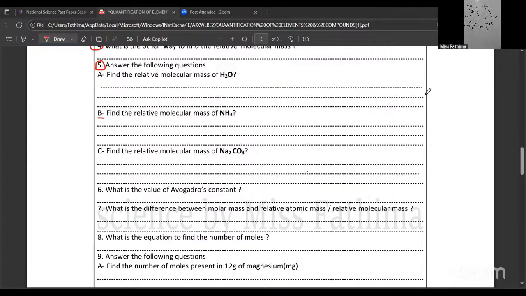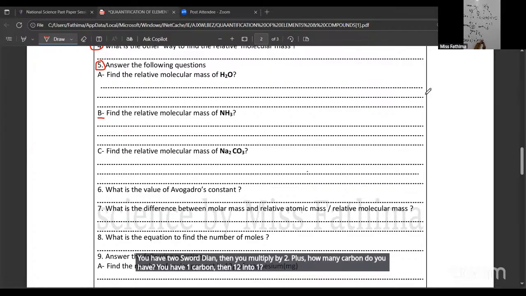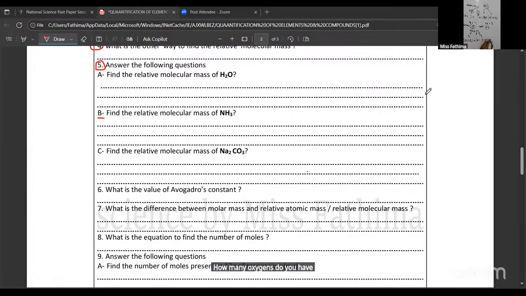Yes, Miss. Right. Then the next one, that is sodium carbonate, Na2CO3. So in this molecule, you have 2 sodium, 1 carbon, 3 oxygen. That is the ratio that is given, right? So sodium's relative atomic mass is 23. So 23 into 2, you have 2 sodium, then you multiply by 2 plus how many carbon do you have? You have 1 carbon, then 12 into 1 plus how many oxygens do you have? You have 3. Then when you solve it, how much will you get? 106.